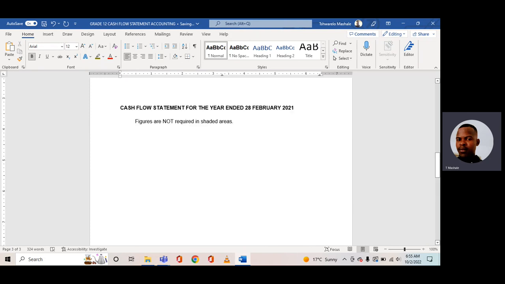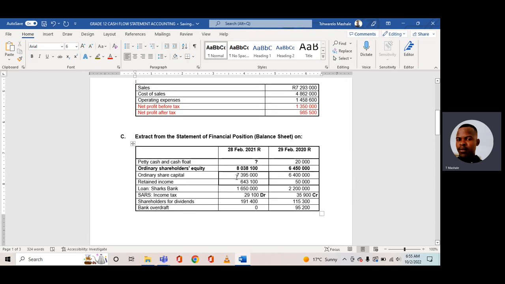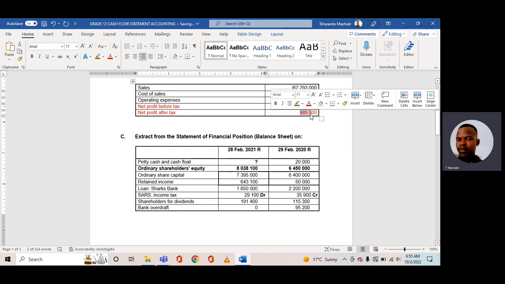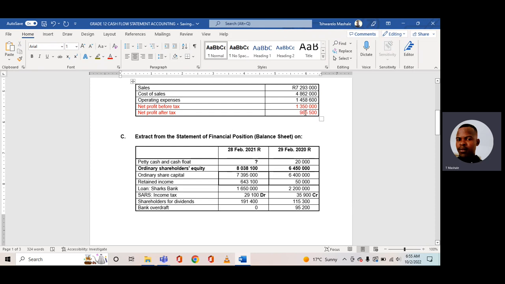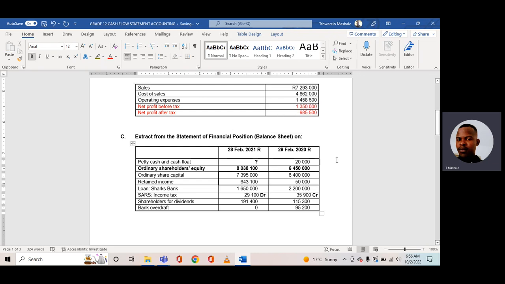So let me repeat this. If we check above, we have been given the profit before tax. Our profit before tax is given as 1,350,000. Our net profit after tax is given here as 985. So the amount between is our income tax. Therefore, if we take this and minus this, we must get the income tax. So when we prove it, when we take the 1,350 and minus the amount we got between, it must give us the net profit after tax.